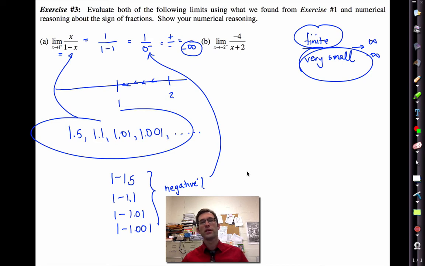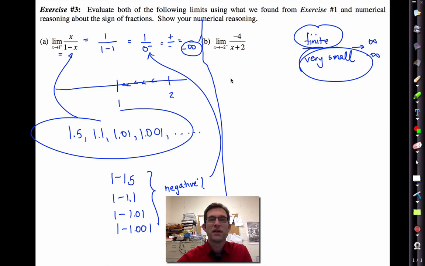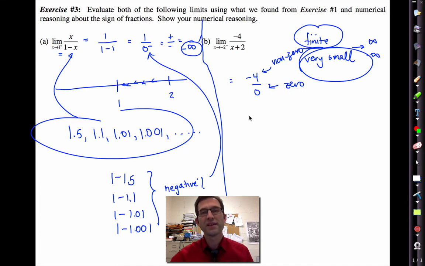All right, let's do letter B. This thinking can be very tricky for some students, so if you're confused, it's understandable. Now watch, I'm not going to worry about coming in from the left. If I plug this in, I get negative 4 divided by 0, a non-zero number divided by 0. But the question is, it's not really 0, it's an infinitesimal quantity. Is it a negative infinitesimal or a positive infinitesimal?